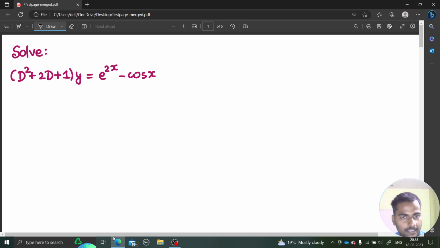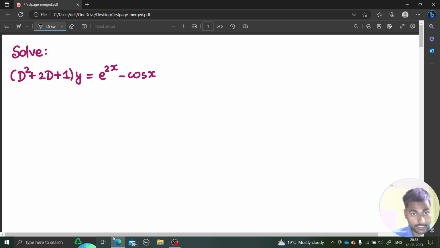So let's solve one problem from ordinary differential equations. It's a linear differential equation with constant coefficients problem. I haven't solved this type of problem for a while, but I already have a playlist on this. You can check that out. It has a lot of problems of this type, so you already know how to solve this type of problem.